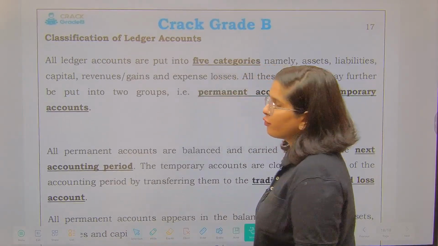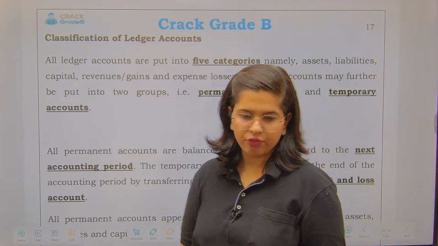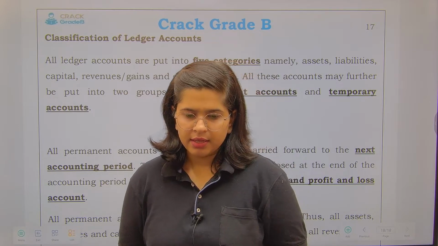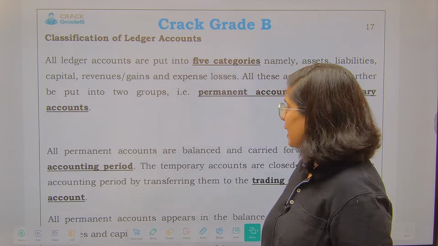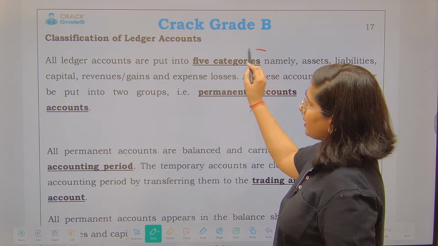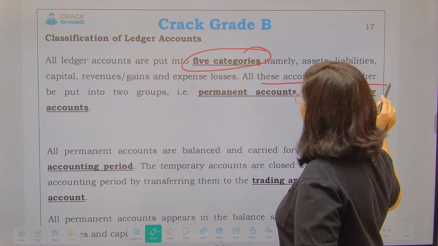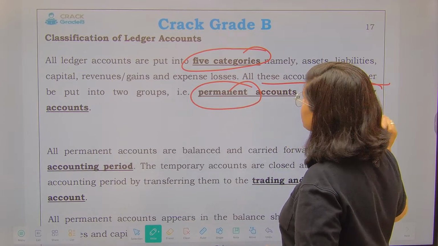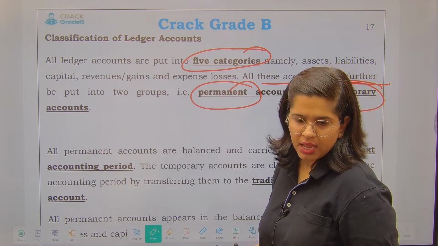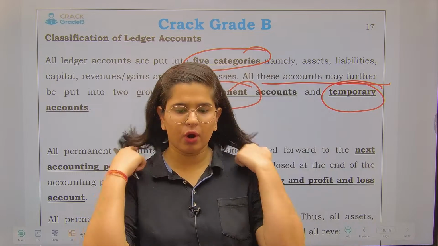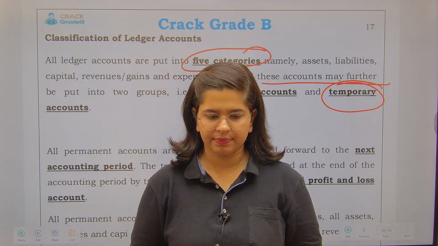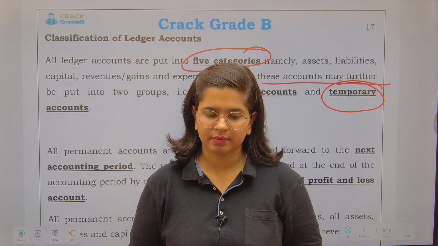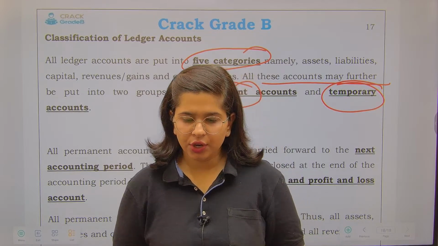Now we also have to read about the classification of ledger accounts, but let's see, the ledger accounts are classified into 5 categories, right? Now all these accounts may be further put into 2 groups: permanent accounts as well as temporary accounts. Now can you give me an example of what can be the permanent accounts? Any knowledge on that?